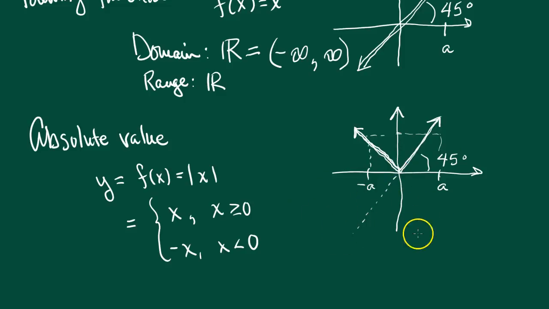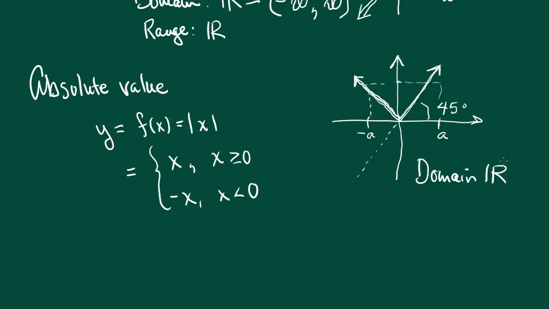Okay, so domain, all reals. Every real number has an absolute value, and besides, our domain is always all reals until we have a good reason for it to be something else. The range.